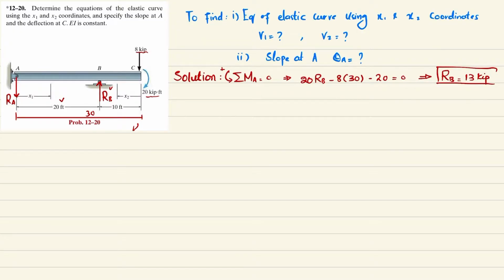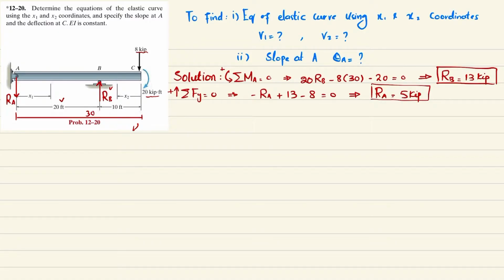Now we will apply another equilibrium condition: the sum of all forces along the y direction must be equal to 0, and upward force is taken as positive. Again, you can see that we have RA, which is downward. So minus RA plus RB, which is 13, minus 8 is equal to 0. So from here you will get RA is equal to 5 kips.